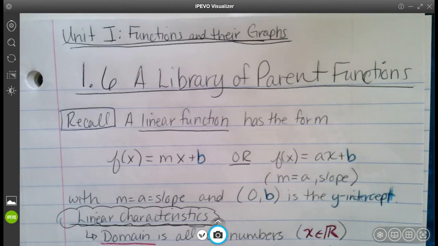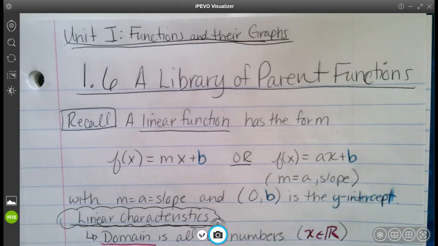In this video, we're going to cover section 1.6, a library of parent functions. This is still unit 1. This is going to be kind of a review section for the most part until we get to the end. So I'm going to go a little bit past the beginning. Pause if you need to copy all this down. There's a lot of information.